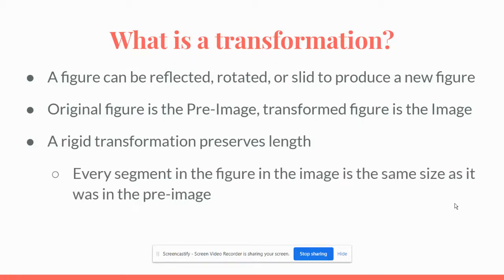One thing that's super important, it preserves length. What that means is that our pre-image and our image are what we call congruent figures. Everything about the first picture is the same size and shape as it was in the second. So our pre-image and our image have the same side length, they have the same angle measurements, they are congruent. The only thing that's different is that it's at a new place on our graph or in our room or whatever it may be.